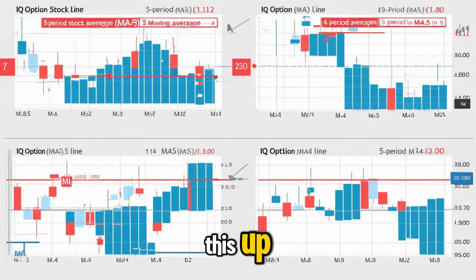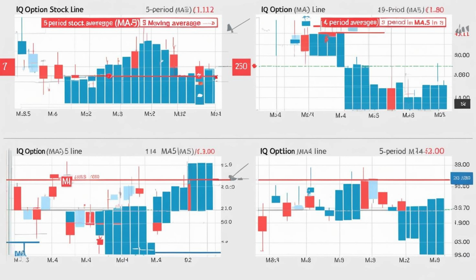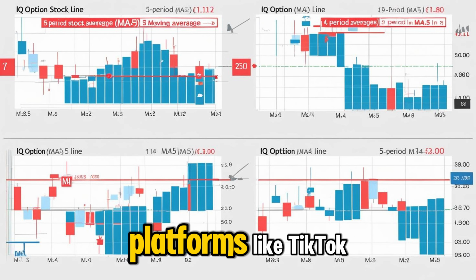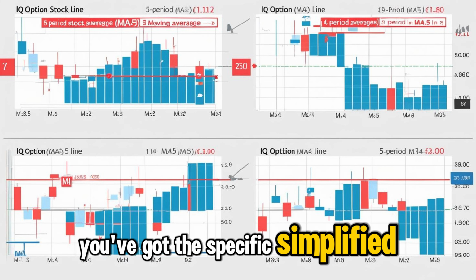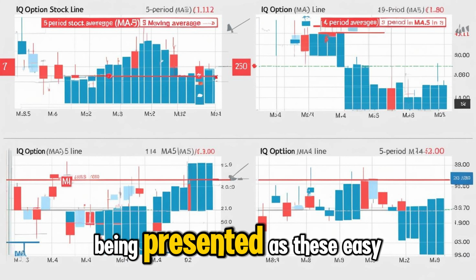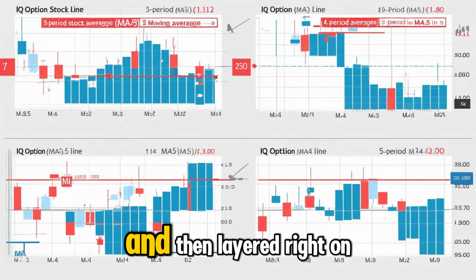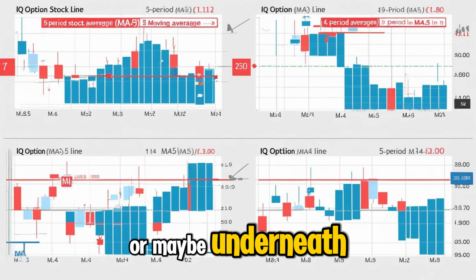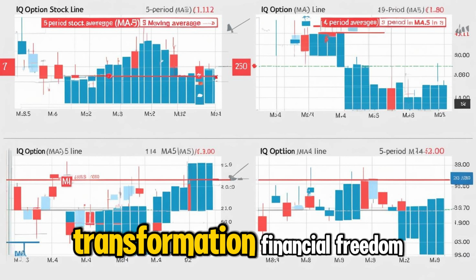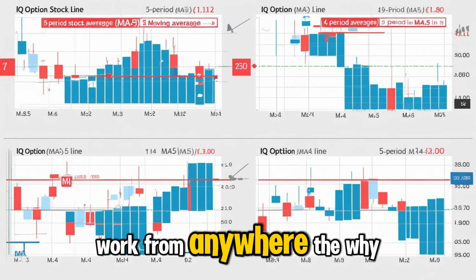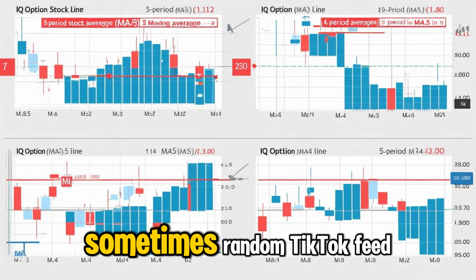So let's try and wrap this up. What does this all mean? This deep dive really shows this dual thing happening on platforms like TikTok, doesn't it? Yeah, definitely. You've got the specific simplified techniques like SMA5 being presented as these easy access points to trading. Like a how-to. Right. And then layered right on top, or maybe underneath, is this incredibly powerful story about lifestyle transformation, financial freedom, work from anywhere. The why bother. Yeah. All delivered in this super fast-paced, sometimes random TikTok feed.